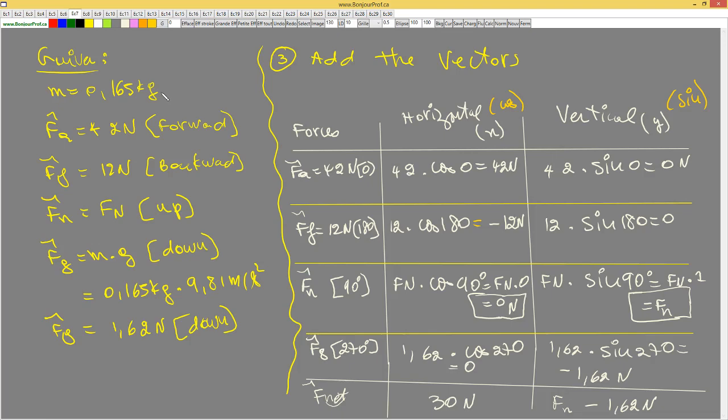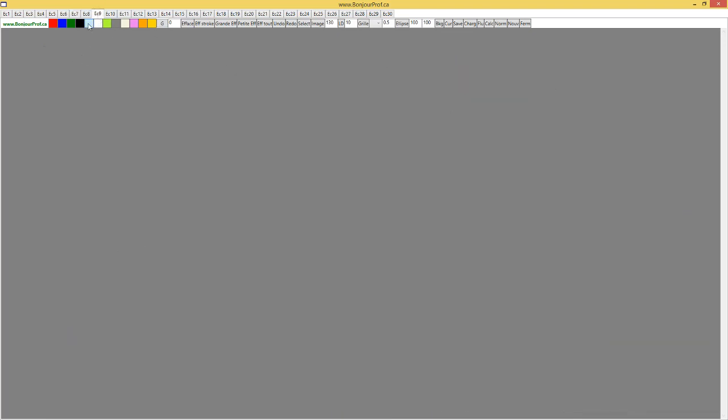Okay. And now, this is the third step. We added the vectors. Now the fourth step: apply Newton's second law.